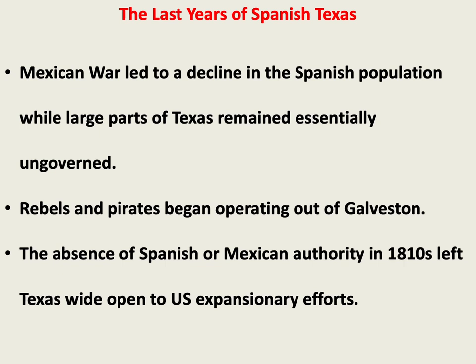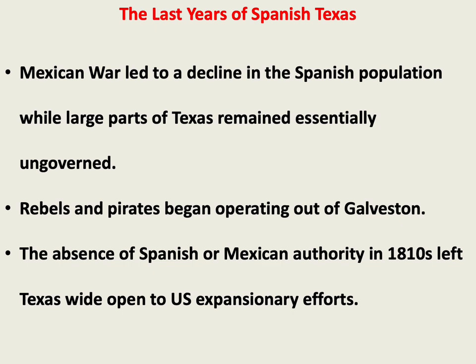So at this point, who's running Texas? Well, you don't really have the Spaniards there. The Spanish army from Spain is not really there. They just went in to get the rebels, then left. The Spanish authorities in Mexico left. And so Texas was wide open for Americans to expand into during this period.